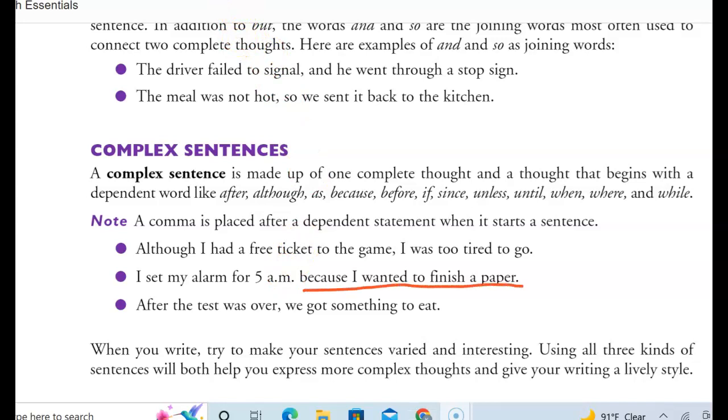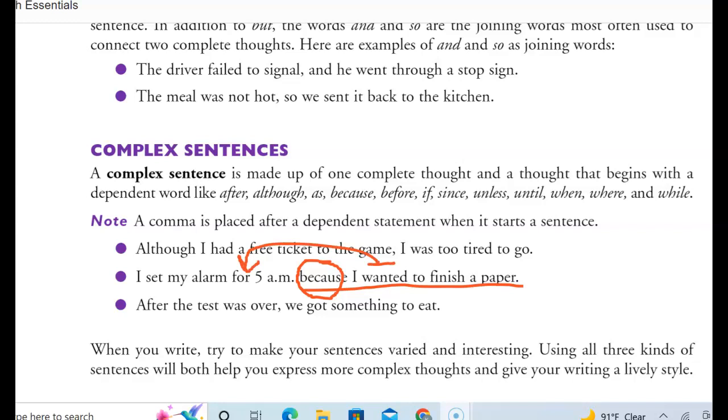because I wanted to finish a paper. Well, this because is setting up a dependent clause because we need more information. So this is dependent, and it's dependent on this independent. That's why it's complex. Okay.